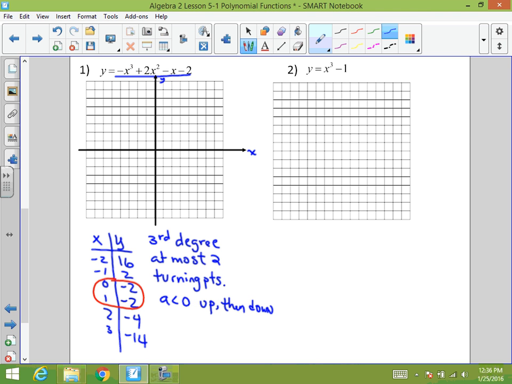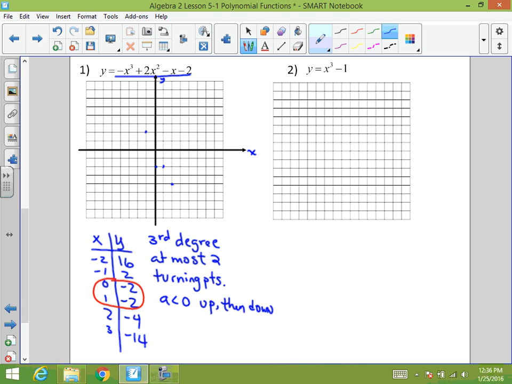Not sure I'm going to be able to get that on there, but I can definitely get negative 1, 2 on there. So negative 1, 2 is here. I can get 0, negative 2, that's there. I can get 1, negative 2, that's there. I can get 2, negative 4, that's there. 3, negative 14. 4, 5, 6 is going to be way down here.